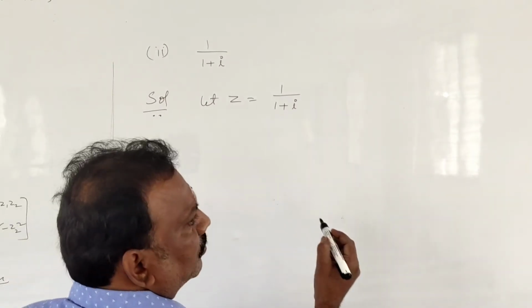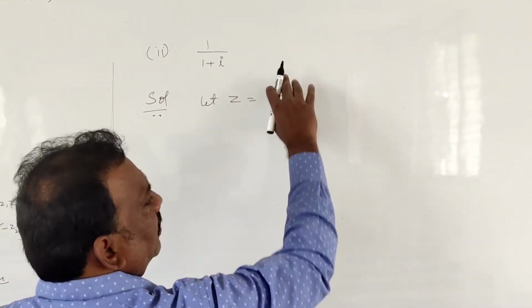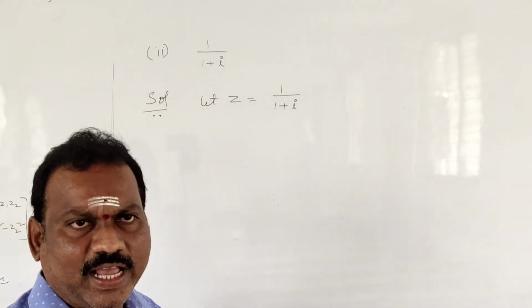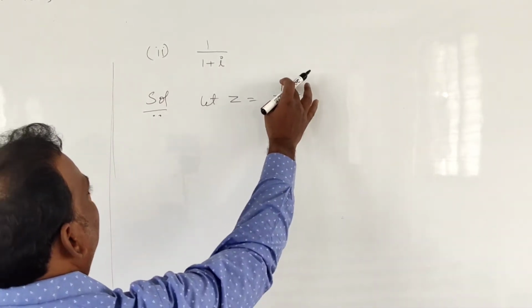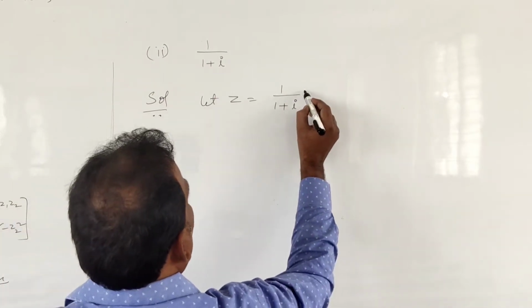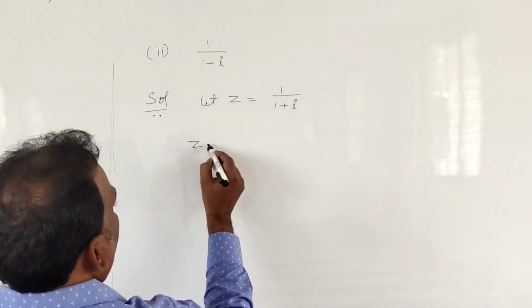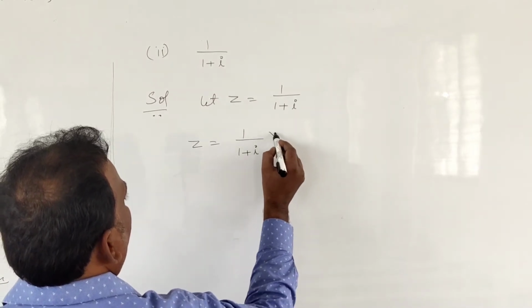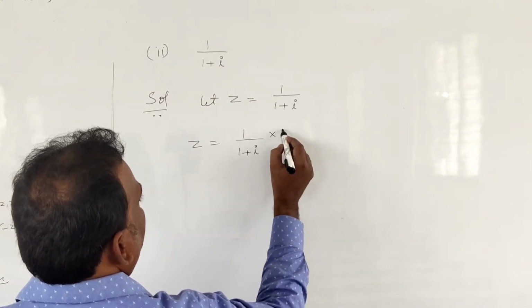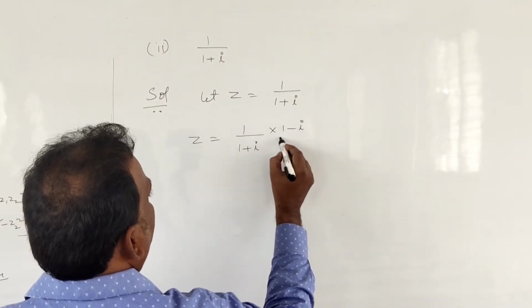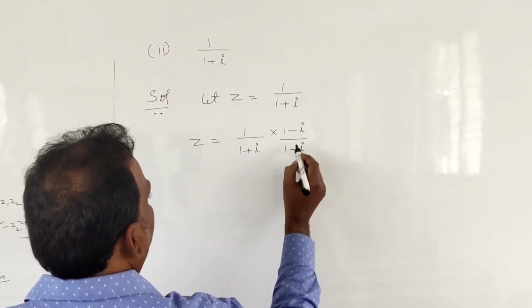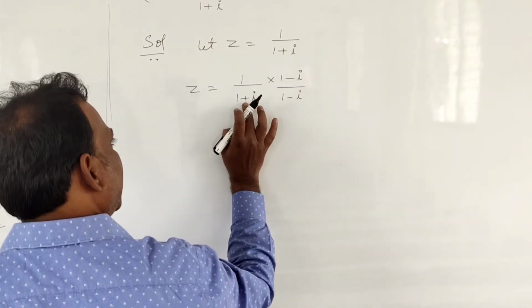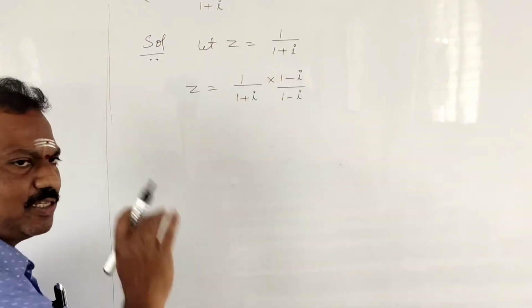So we have to bring it into the standard form. What is your standard form? a plus ib, or x plus iy. So now it is z1 by z2 format, so you have to rationalize the problem, you have to simplify it. How to simplify? Take the denominator's conjugate. Conjugate means replace i with minus i. This plus i changes to minus i. Suppose minus i is there, it changes to plus i.